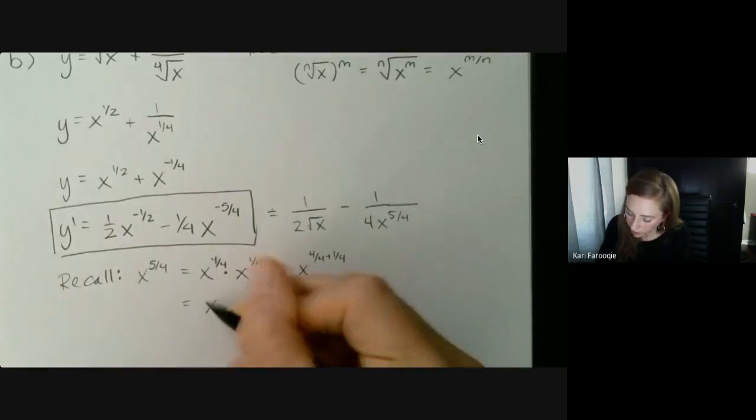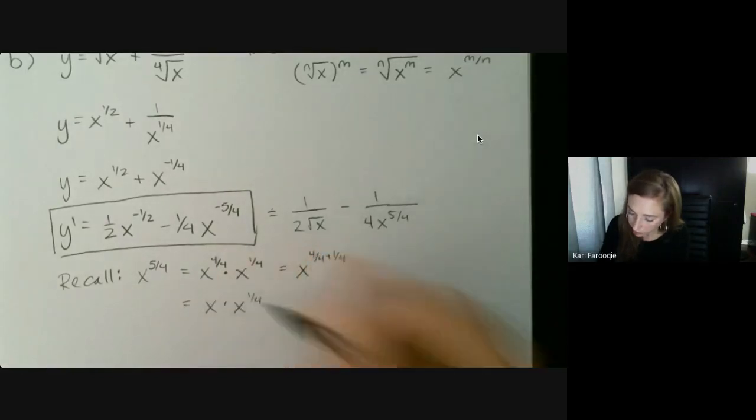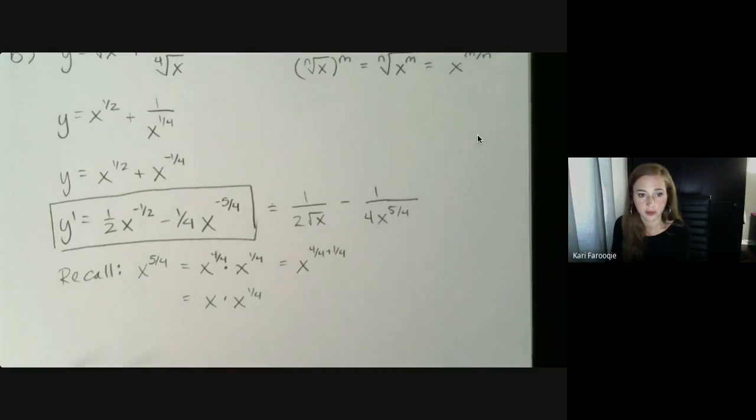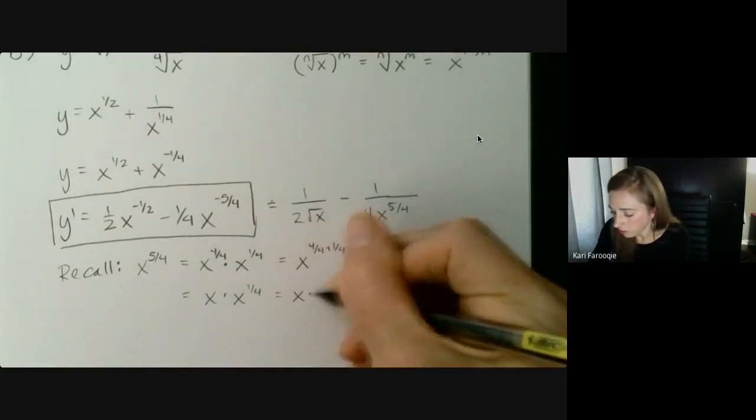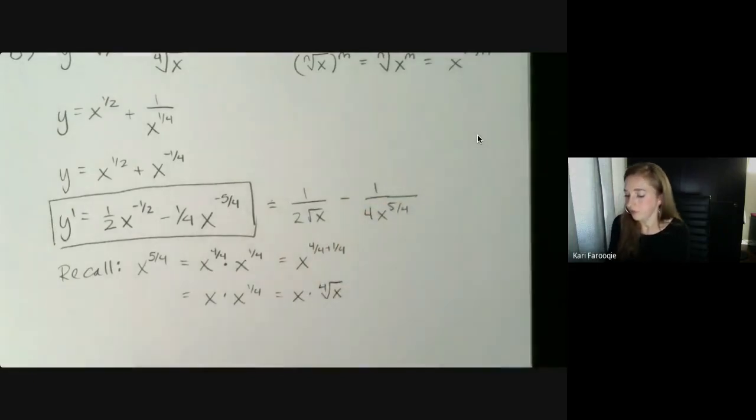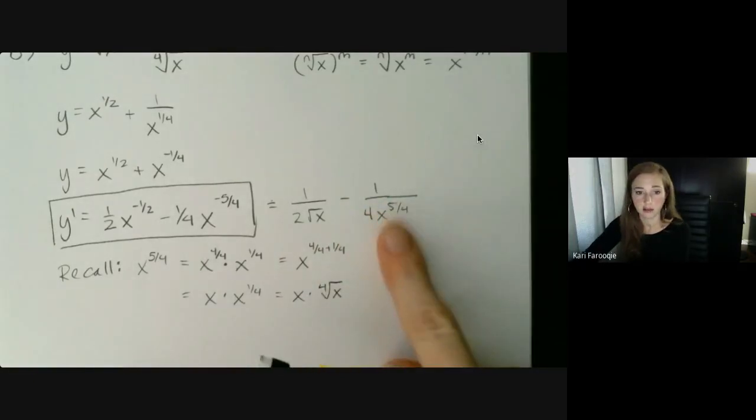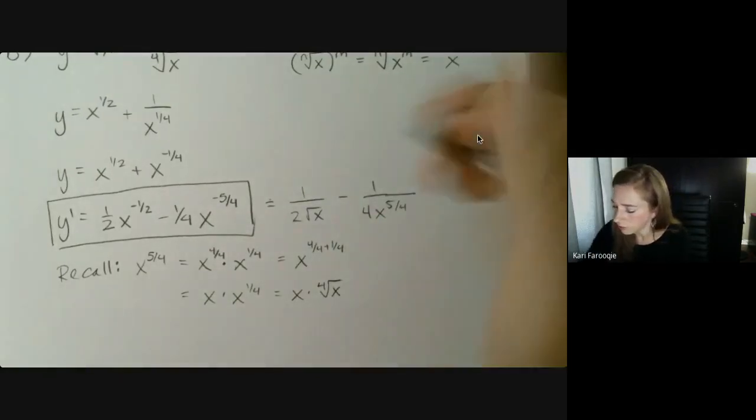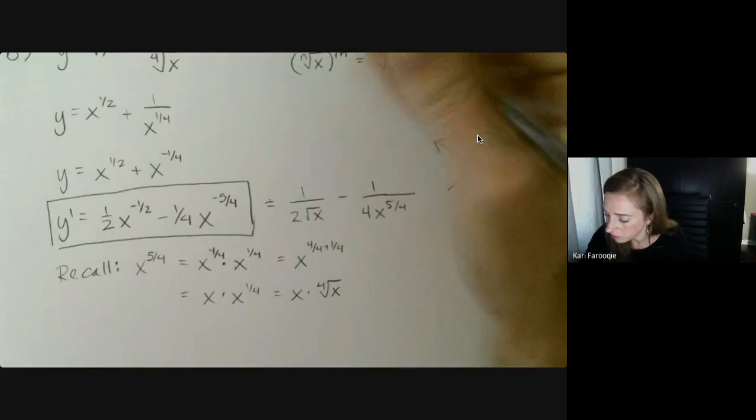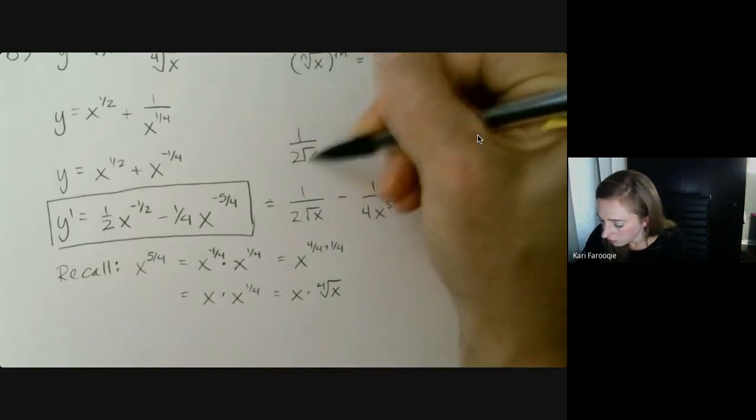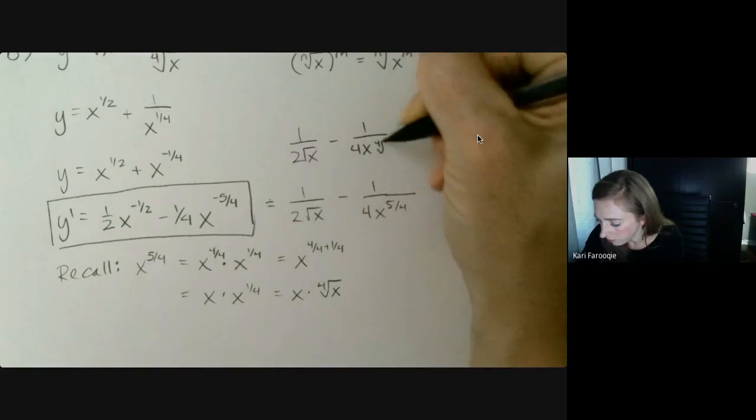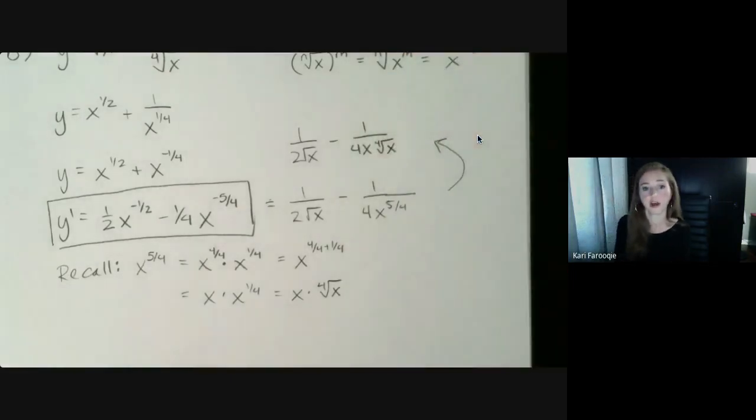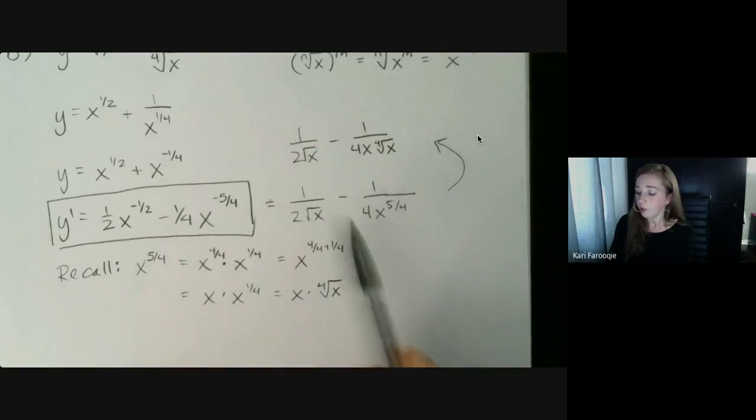This is just x times x to the 1/4, which is really just x times the 4th root of x. So if you were trying to rewrite this, if you wanted to, you don't have to. I just feel like it's always good to practice our algebra skills. You could even rewrite this here as minus 1 over 4x times the fourth root of x. And these are all equivalent expressions.